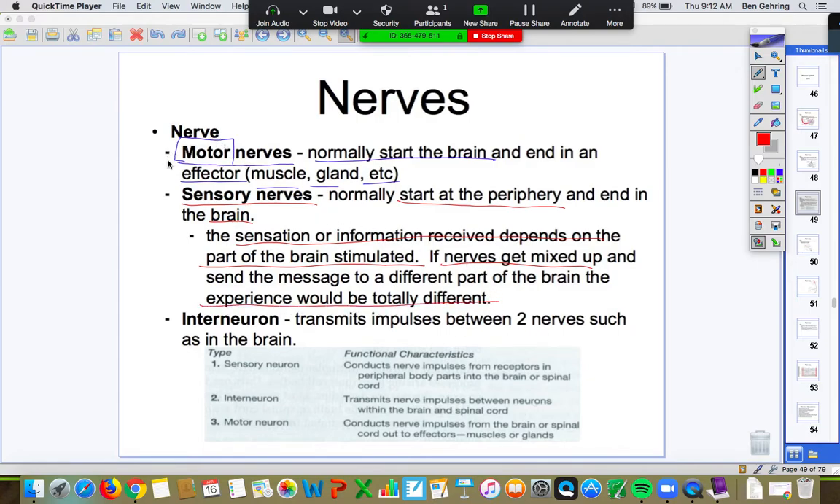So we have two types of nerves: motor nerves and sensory nerves. In between those two, we have something called an interneuron, which transmits impulses between two nerves, such as in the brain. Your sensory nerves conduct impulses from the outside and send them to your brain. Your interneuron then gets that signal, figures out where to go with it, and takes it to a motor neuron, which goes from the brain to the rest of your body.